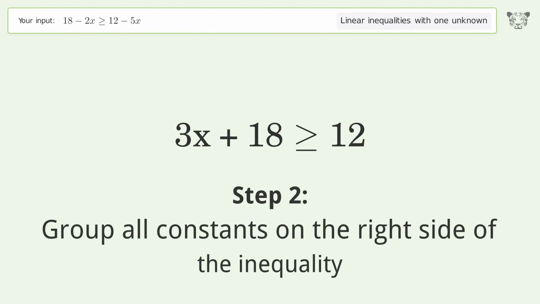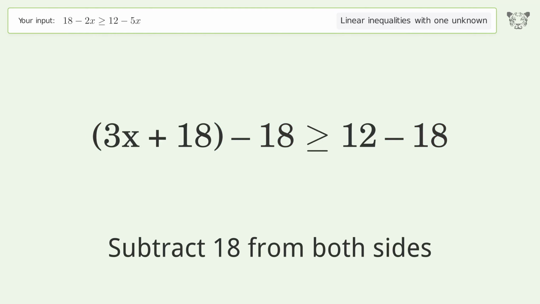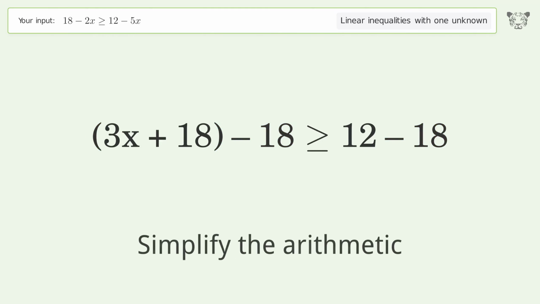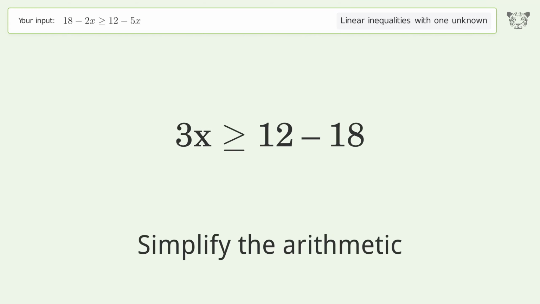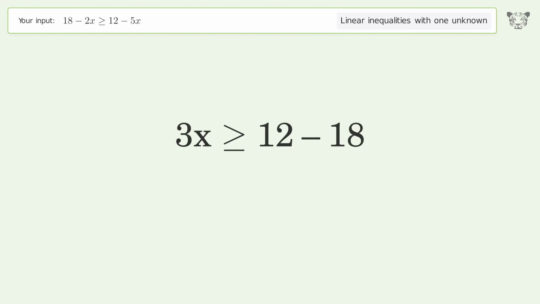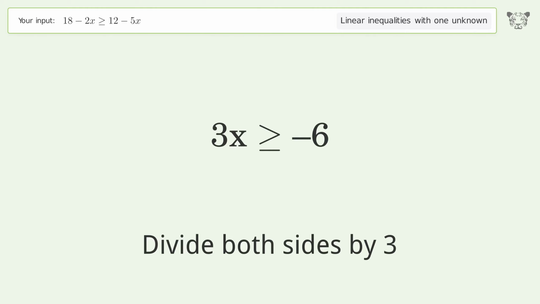Group all constants on the right side of the inequality. Subtract 18 from both sides. Simplify the arithmetic. Isolate the x. Divide both sides by 3.